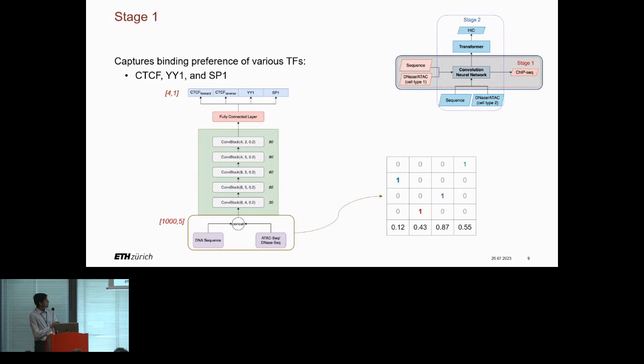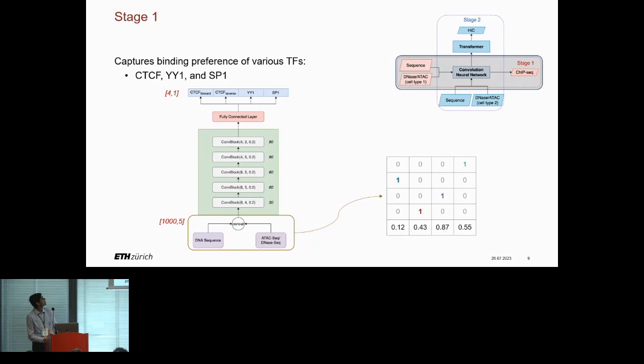Architecturally, we start with the one-hot encoding of the DNA sequence concatenated with the corresponding ATAC-seq signal. This then passes through a series of convolution layers, which finally predict the binding affinity of various transcription factors. As you see here, we segregate the forward and the reverse orientation of CTCF and we predict them so that we can also capture these orientations, which are important for the stability of TADs.